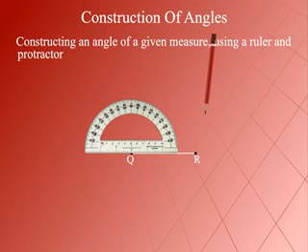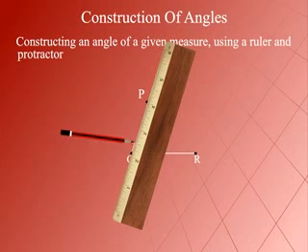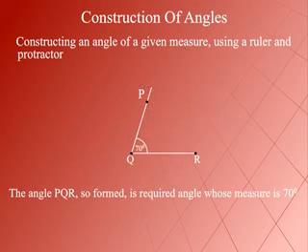We mark a point P on the paper against the mark 70 degree of the selected scale of the protractor. We remove the protractor and draw the ray QP. The angle PQR so formed is the required angle whose measure is 70 degree.